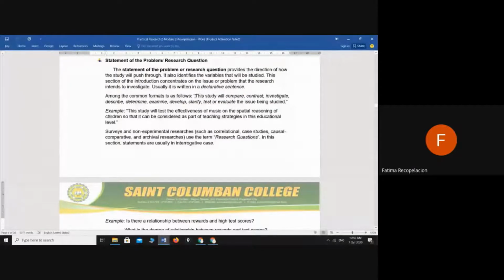Usually you start the study and then you choose what particular aim your research study has. Do you compare, investigate, describe, or determine? So these are the common predicates that we use in our statement of the problem. Okay?